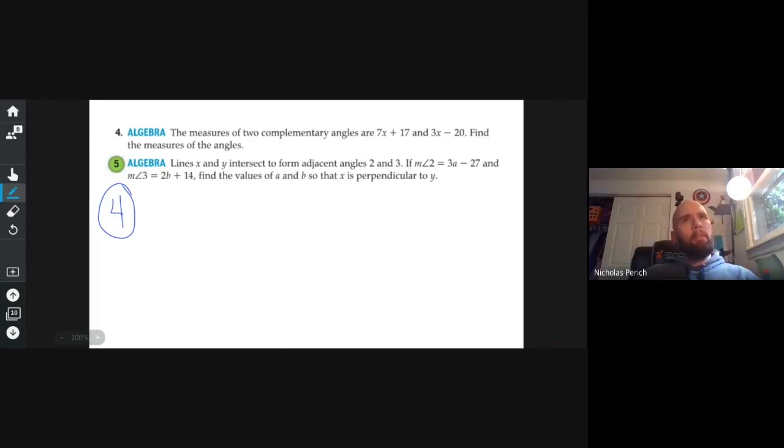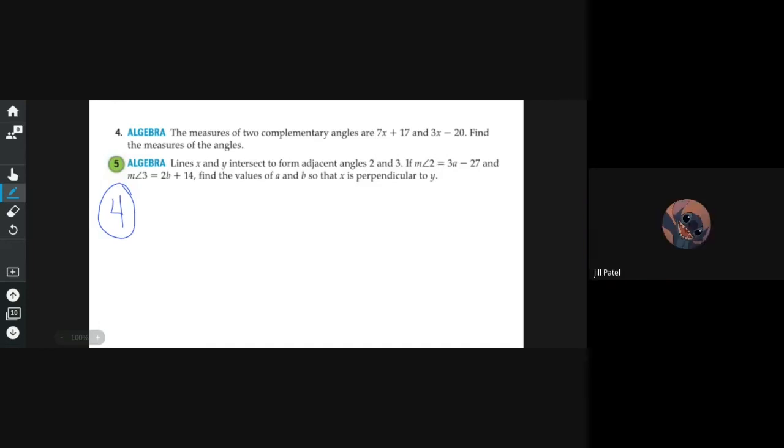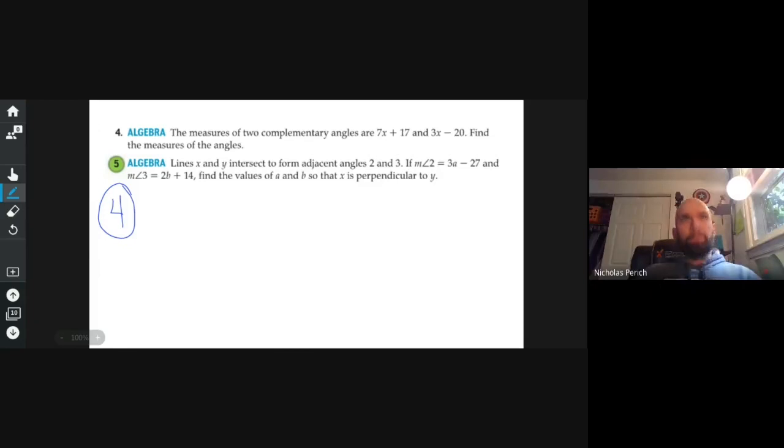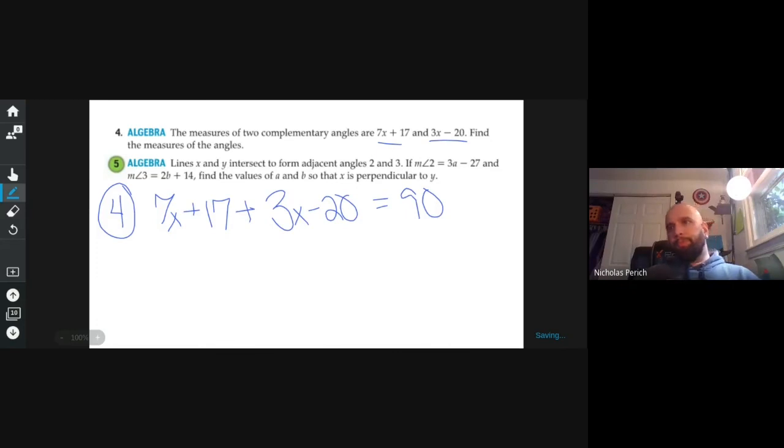The measures of two complementary angles. Oh, what does complementary mean again? Two angles that add up to equal 90 degrees. So the measures of two complementary angles are this and that, which means this, 7x plus 17, plus that, 3x minus 20, are going to equal 90.